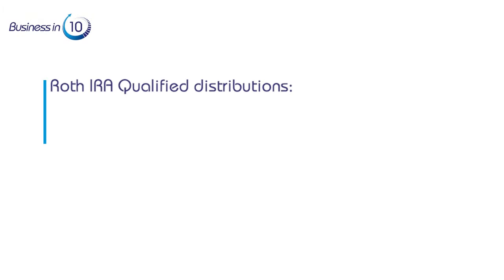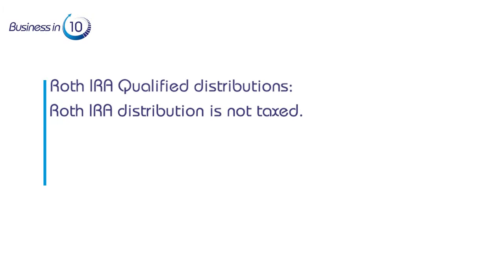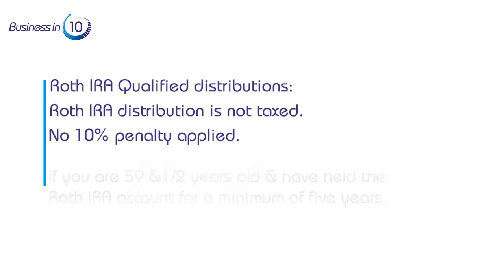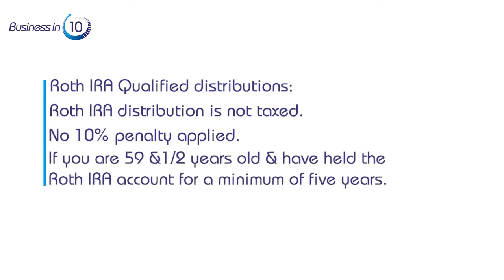Roth IRA distribution is non-taxable because the money you contributed was after-tax money, so you will not have to pay taxes on your Roth IRA distributions. And there would be no 10% penalty applied as long as you are 59 and a half years old and have held the Roth IRA account for a minimum of 5 years.